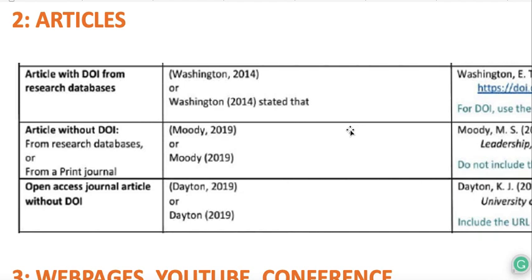What is the type of reference? Two styles. When the DOI is there, it is almost the same. If we are using it at the end of the statement, we use a parenthesis with the name of the writer, followed by a comma, and then the year. Or if we are using it in the beginning, we can say Washington, and in the parenthesis the year, stated that. This is for the articles which have a DOI, and this one is for the articles which do not have the DOI, but the process is the same.